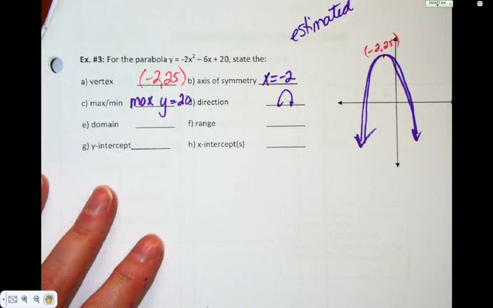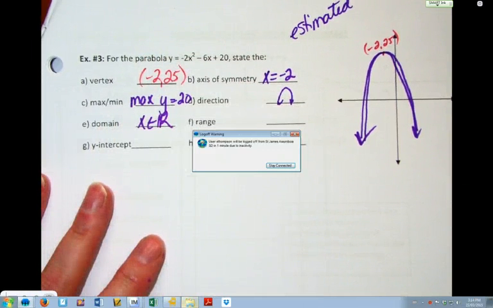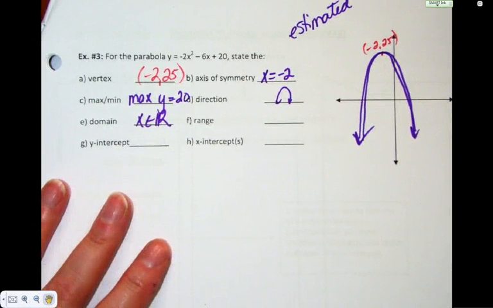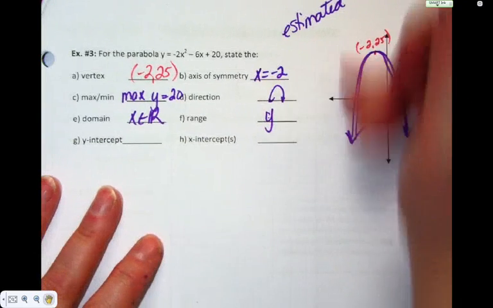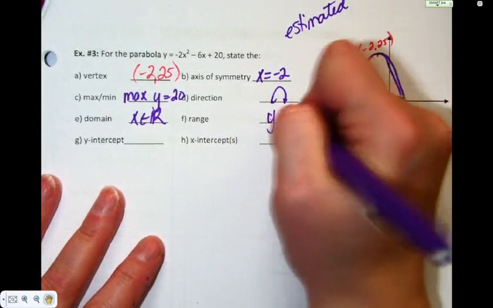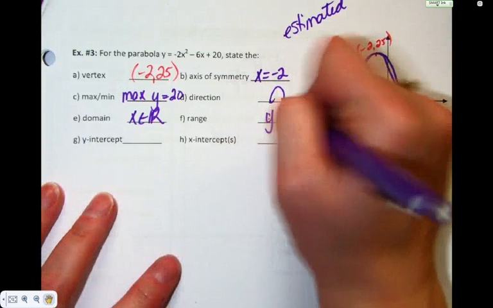Domain, the freebie point: x is all real numbers. You'll get a sad face otherwise. Oh, thank you. The range. It's always got to be y. Now, if it's pointing down, it's going to be less than or equal to, and the value comes from the vertex.